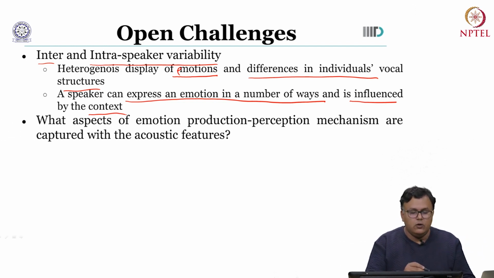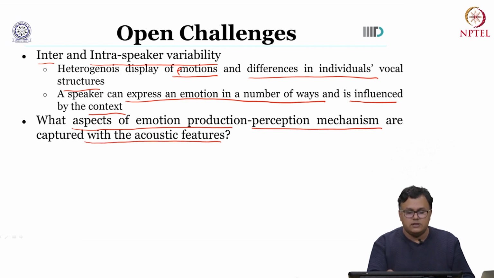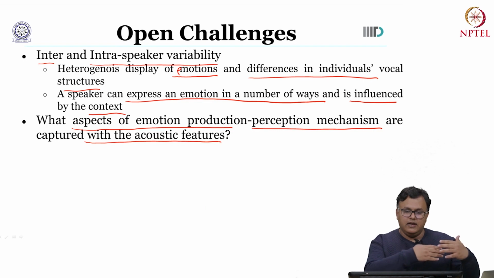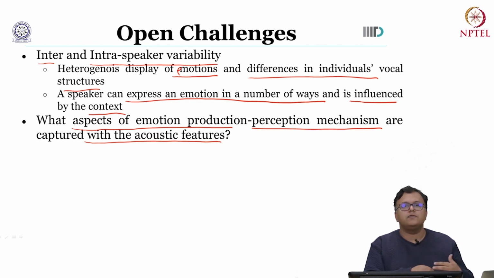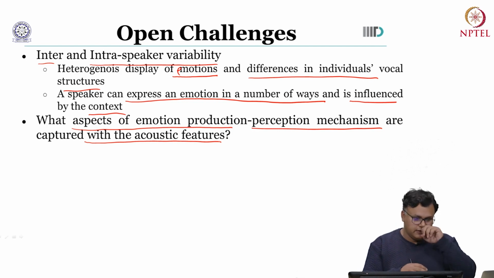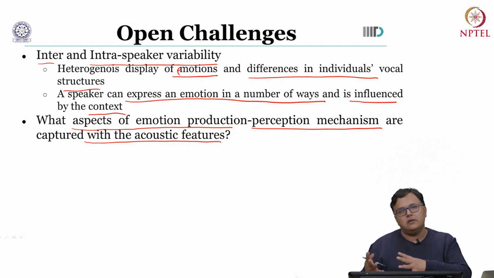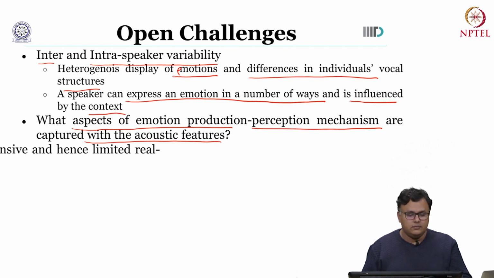Further, the second open challenge is, what are the aspects of emotion production perception mechanism which are captured with the acoustic feature? We have seen different features are proposed for analysis. Some features would extract a particular attribute of your signal, and when you are trying to understand, trying to perceive the emotion, one feature could be better, let's say, for arousal, the other could be better for valence, right? And how do you actually choose the right balance? Maybe fusion, that could be one.